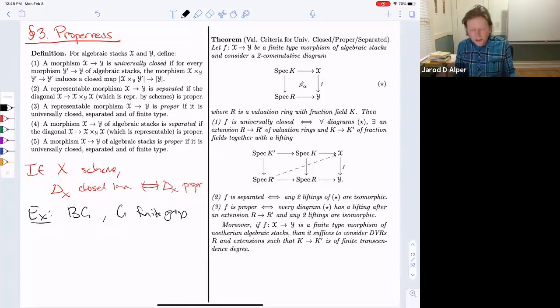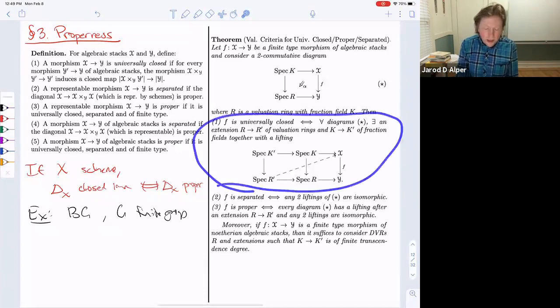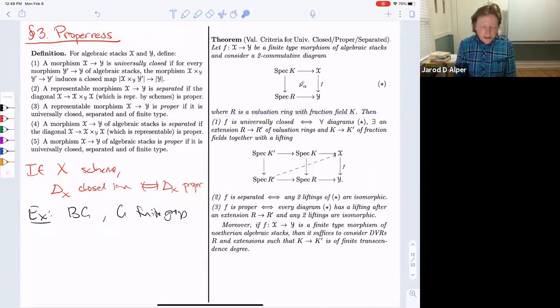But I guess the upshot is that in the end, what we get is this valuative criterion for universal closedness, properness, and separatedness, exactly like schemes. Well, I shouldn't say exactly like. For instance, in the universally closed part in number 1 here, and likewise for properness, you can't just say there exists, you have to allow for a finite extension of your valuation rings. And we'll see in the proof, when we do stable reduction for M_g bar, that we'll be forced to take extensions in order to show it.